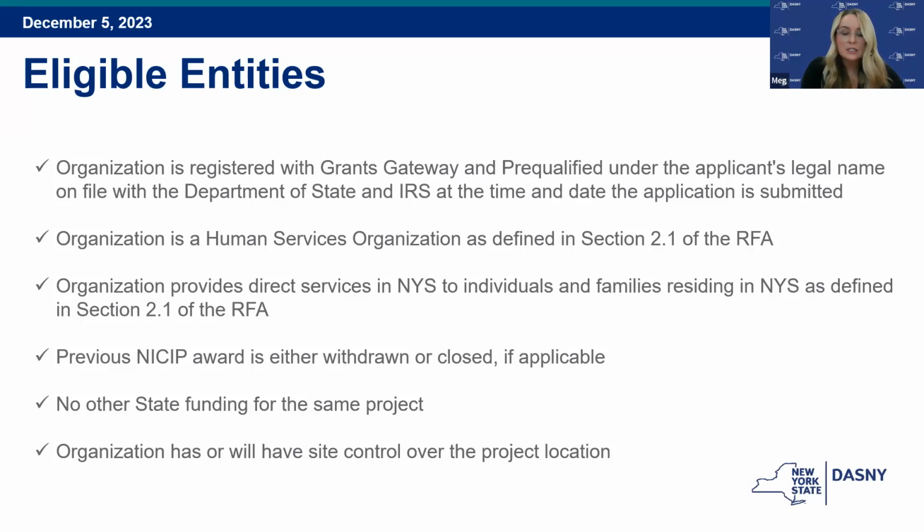5, the organization has not received and is not receiving any other funding from New York State for the same project it outlines on its NICIP application. And 6, the organization has or will have site control over the project location at the time of application under its legal name on file with the Department of State and the IRS, as further described in Section 2.3 of the RFA.